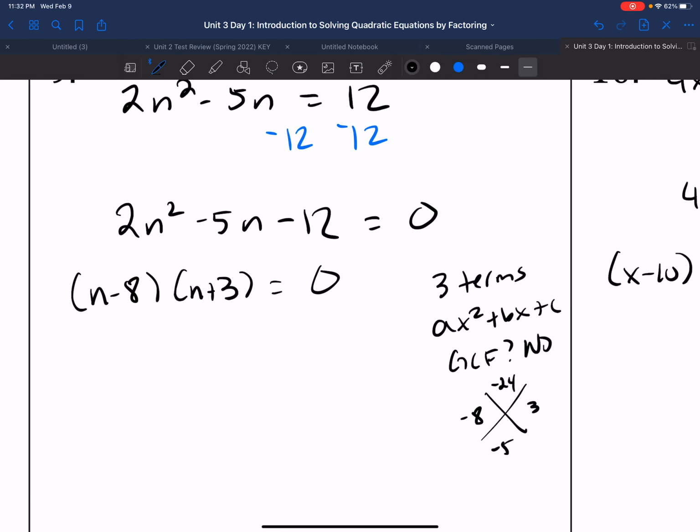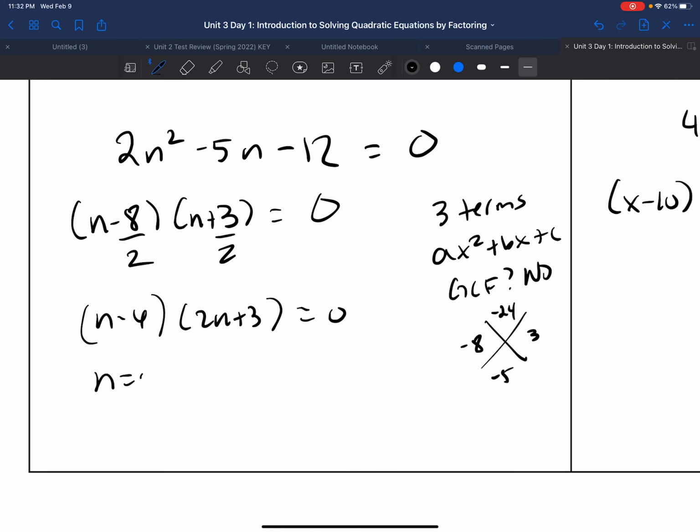Okay. So remember, we have this 2 here. So I divide both sides by 2. So you're left with n minus 4 and then 2n plus 3 equal to 0. So n is equal to 4, and then we can take a look at this. 2n plus 3, we subtract both sides by 3, and then n is equal to -3 over 2. Okay, these are your answers.